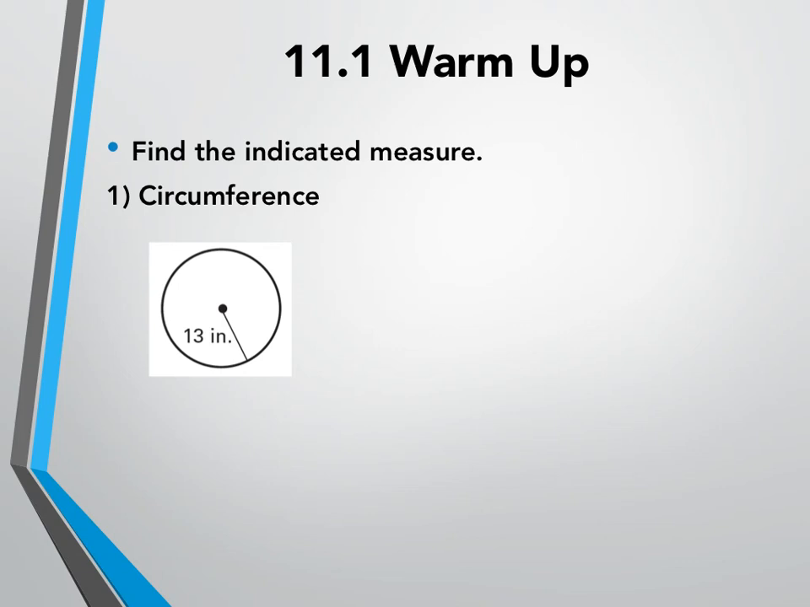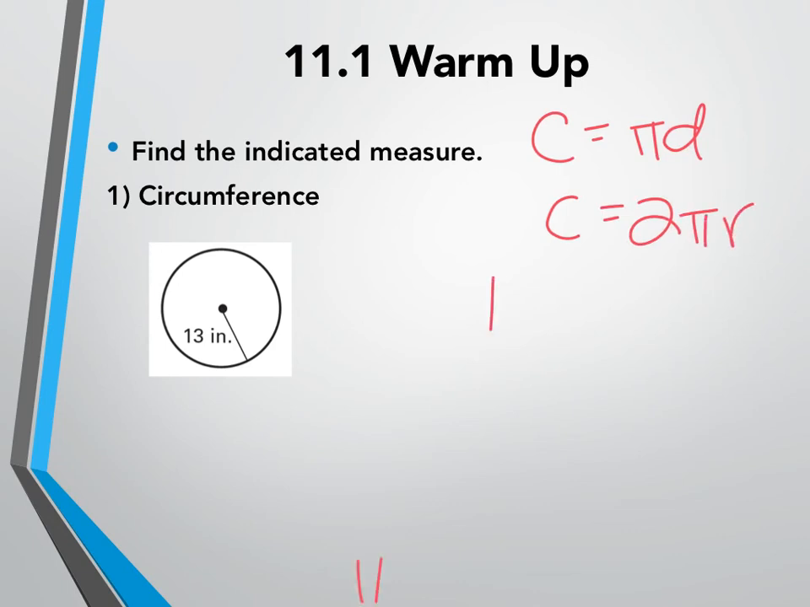All right, so yesterday we reviewed a couple of formulas for circumference. We talked about that circumference can be found if you're given the radius or if you're given the diameter. So the circumference with the diameter would just be pi d, and then with the radius would be 2 pi r. And then we got the equation for the length of the arc.